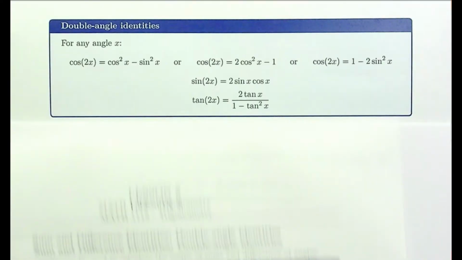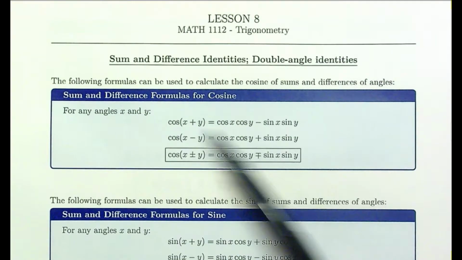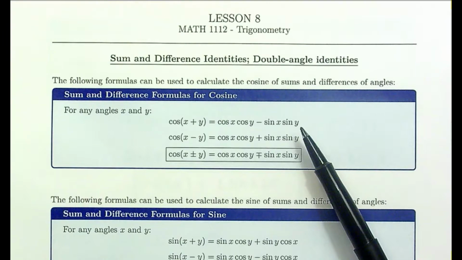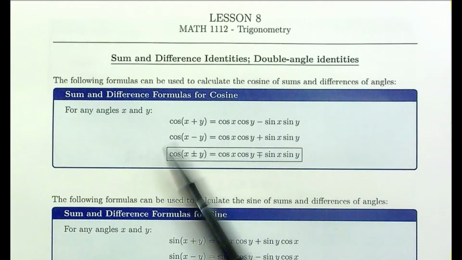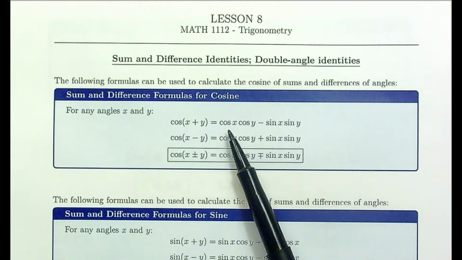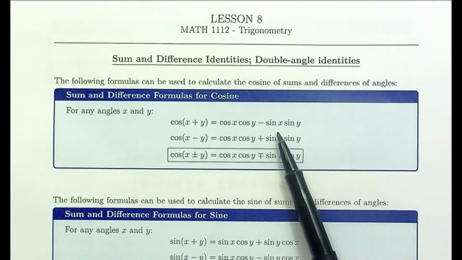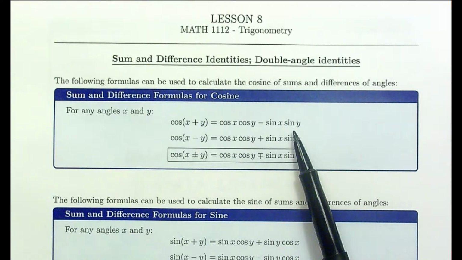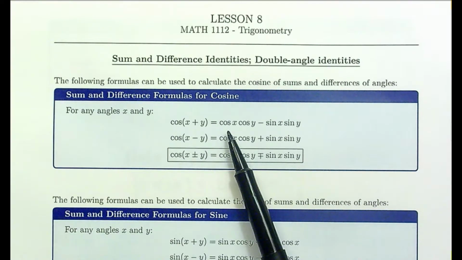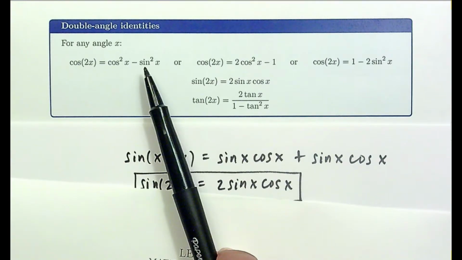And if you wanted the double angle identity for cosine of 2x, same thing. Take this formula right here and replace the y with x. And if you do that, this is going to become cosine of 2x. This is going to become cosine of x cosine of x, which is cosine squared of x. And then this will become sine of x sine of x, so you would get sine squared. So in other words, you would get cosine squared minus sine squared, which is the very first identity right here.